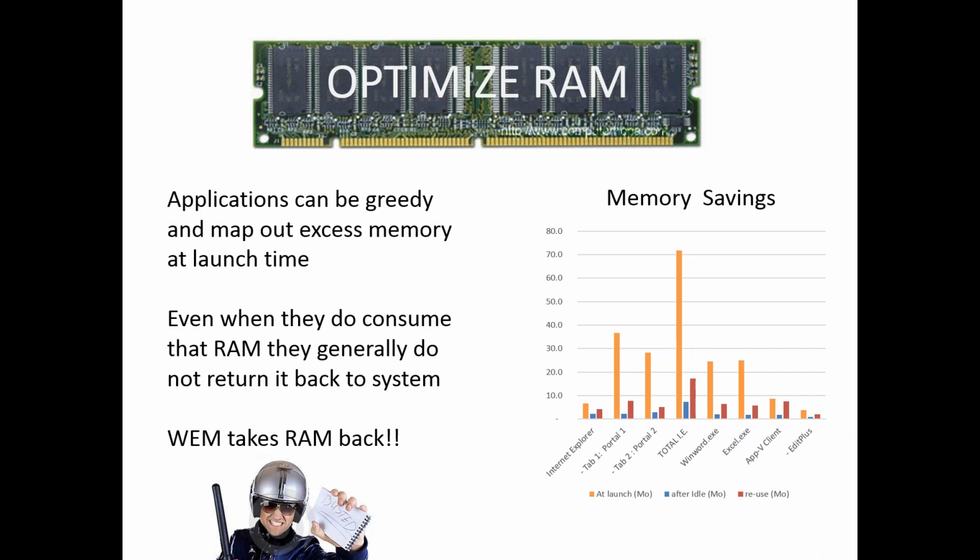The application actually does not need that amount. What it needs is just a percentage of it. It's trying to reserve it in case it needs it. So what WEM does is it actually says, you're not using all that, I'm taking it back and giving it to the system. But when the user calls for it, it's still going to give it back because it is available. So that's how it actually works, and we'll see again in the demo.